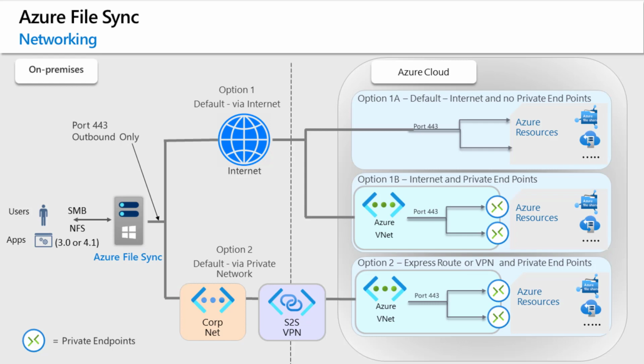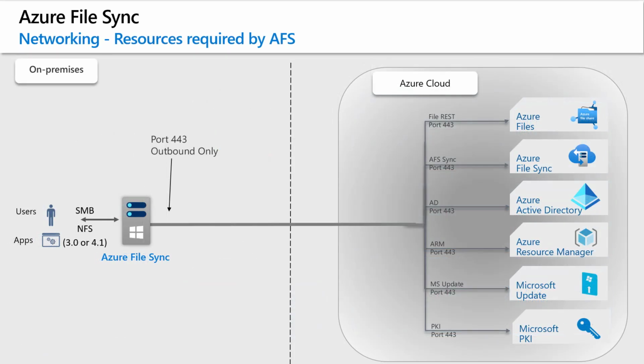This is shown as option 2 in the diagram. Regardless of which of these options you choose, the Azure File Sync agent achieves synchronization with the Azure File Share via 2 channels. First, the File REST protocol, which is a HTTPS-based protocol for accessing your Azure File Share. Because the File REST protocol uses standard HTTPS for data transfer, only port 443 must be accessible outbound.